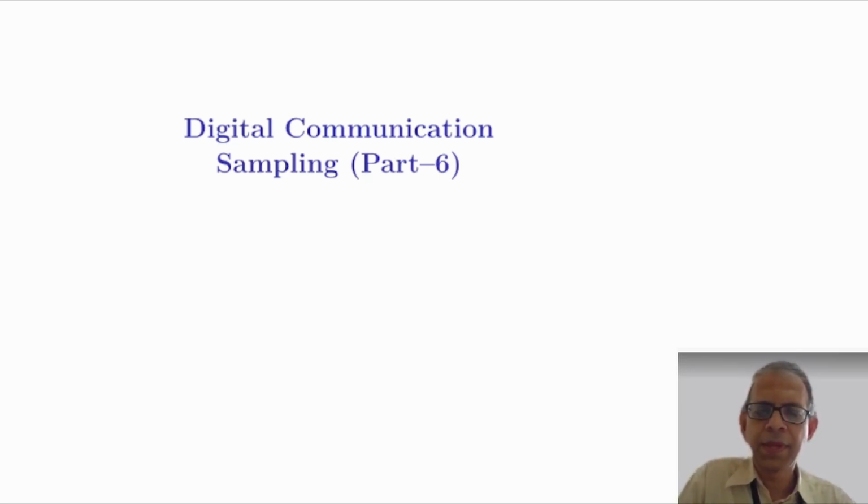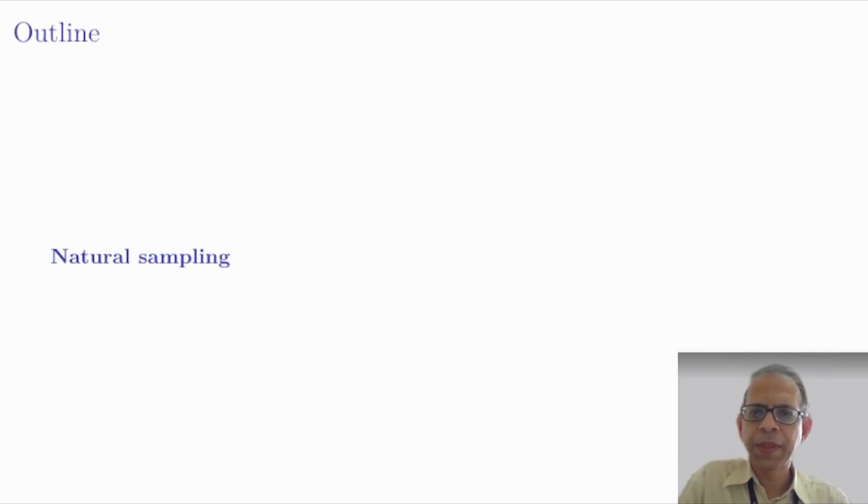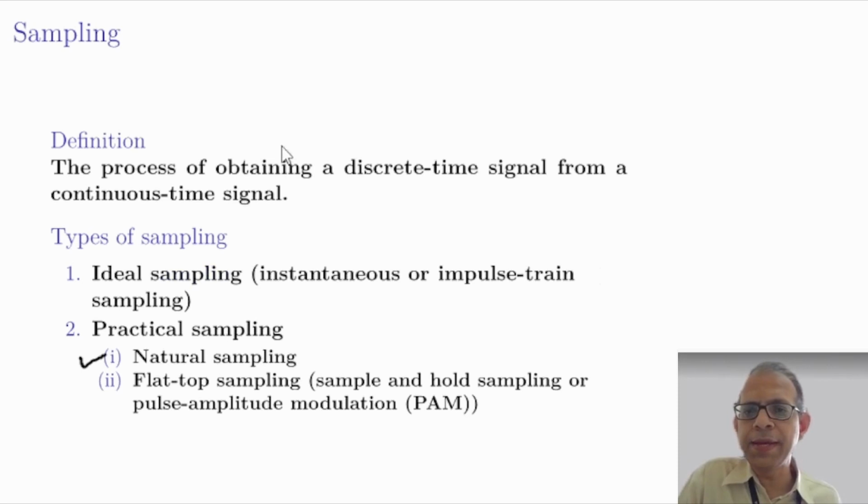Hello friends, today we will look at natural sampling. Recall that sampling is the process of obtaining a discrete time signal from a continuous time signal. We have already seen how ideal sampling or impulse train sampling is performed, and we have also looked at the sampling theorem as established using the ideal sampling process. Let us now look at one of the practical ways of sampling, and that is natural sampling.